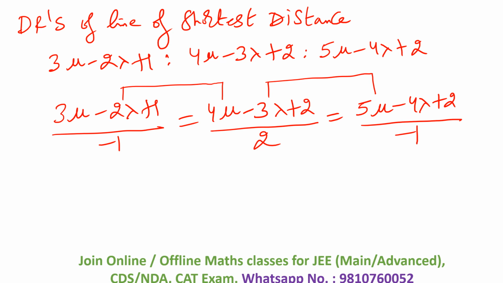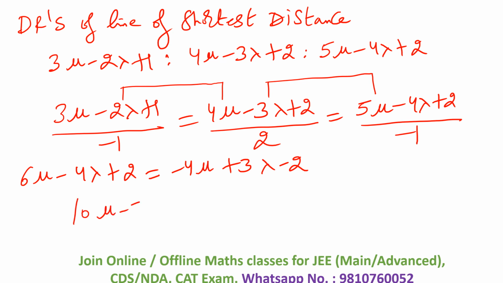When we compare the first two expressions, we get the equation as 6 mu minus 4 lambda plus 2 equal to minus 4 mu plus 3 lambda minus 2. Or we get 10 mu minus 7 lambda equal to minus 4. So this is the equation number 1.